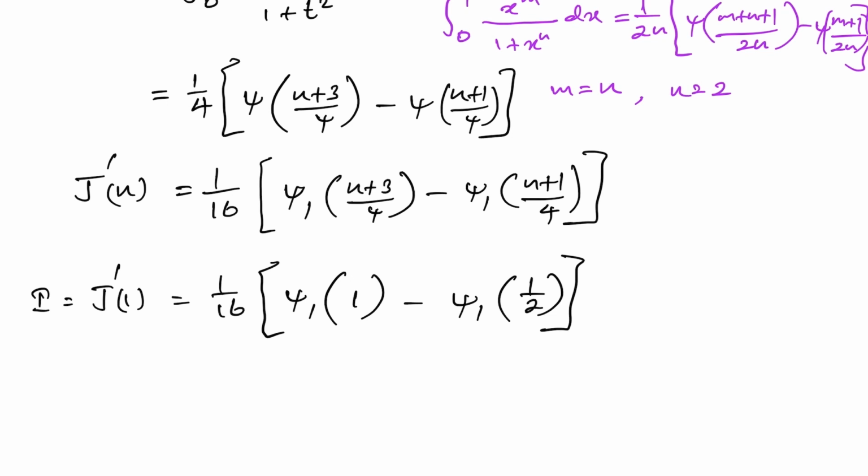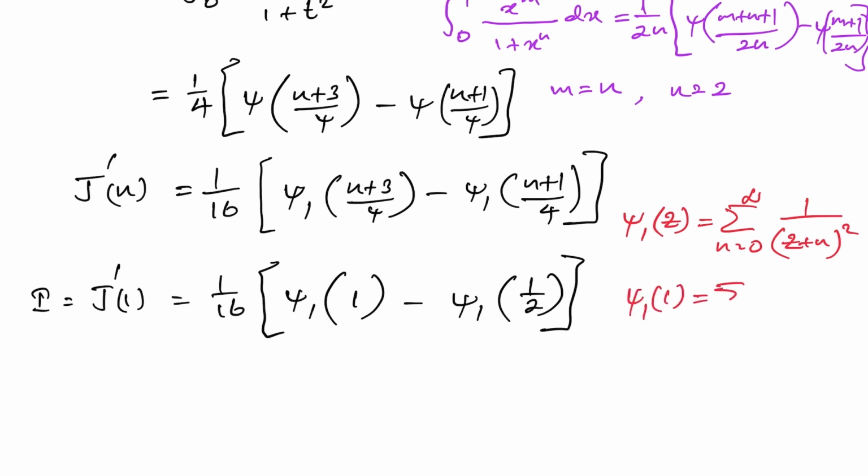So let's consider the series representation of the trigamma function. We know trigamma of c is equal to the sum from n equal 0 to infinity of 1 over (c plus n) perfect square. Then we need trigamma of 1. So trigamma of 1 is equal to the sum from 0 to infinity of 1 over (n plus 1) perfect square, and we know this is just the Riemann zeta function. So here we have zeta of 2, and zeta of 2 we know is pi square over 6.